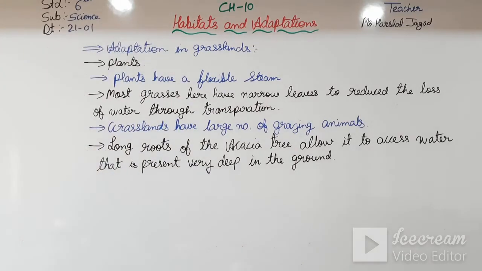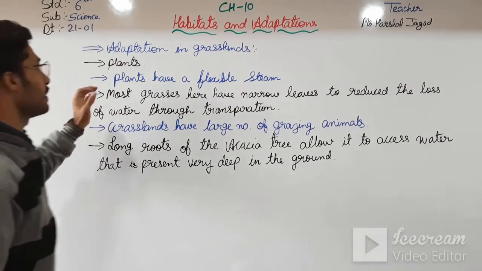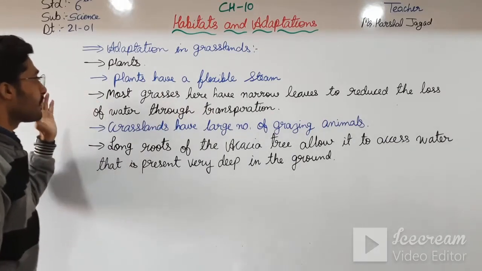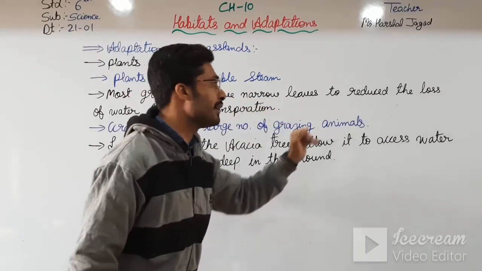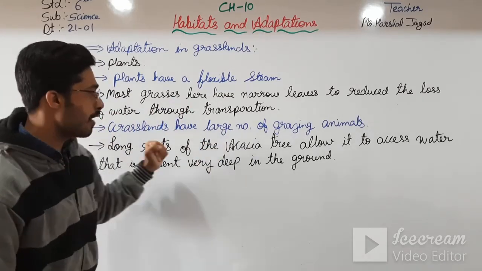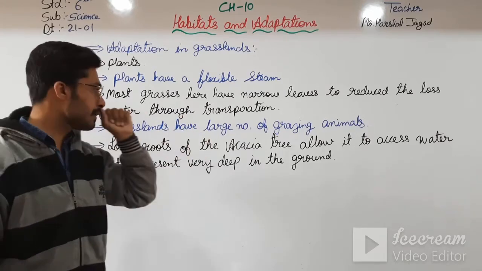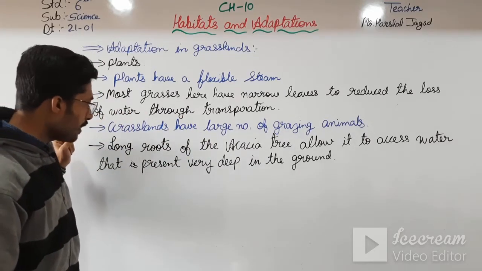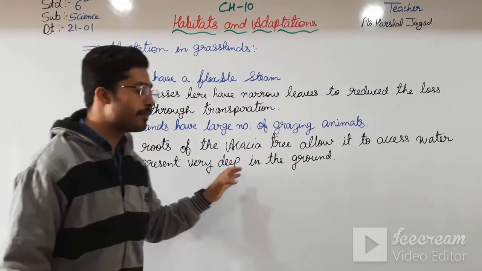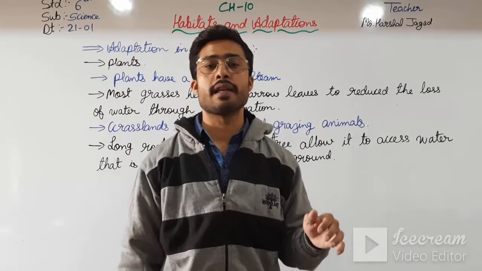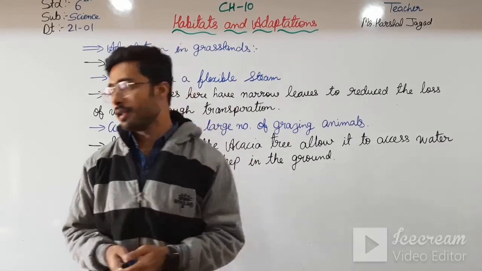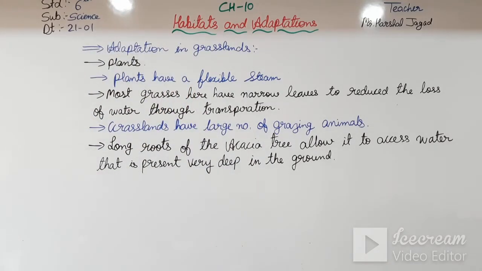So these are the adaptations of grasslands in the plants. Plants have flexible stems. Most grasses here have narrow leaves to reduce the loss of water through the transpiration process, and the grassland has a number of grazing animals. Then after, long roots of these trees allow it to access water that is present very deep in the ground. The roots are very long. From deep down they absorb the water. And then after we are moving towards the animals.